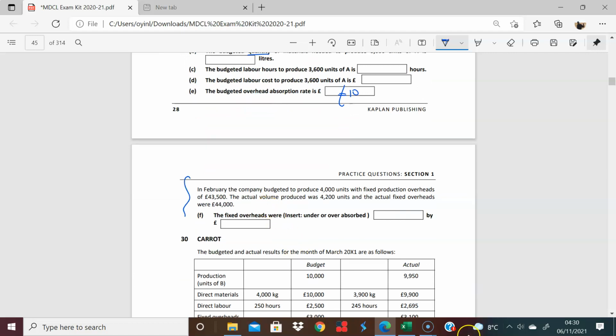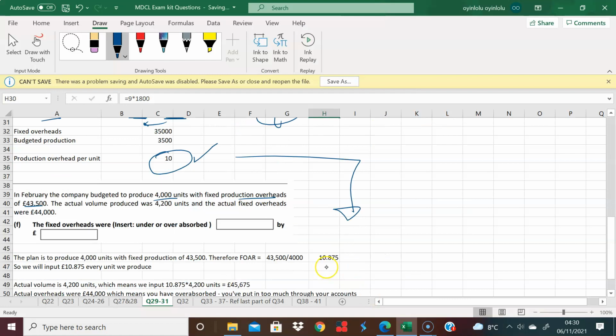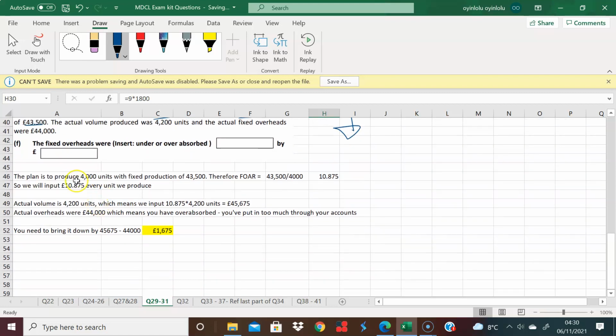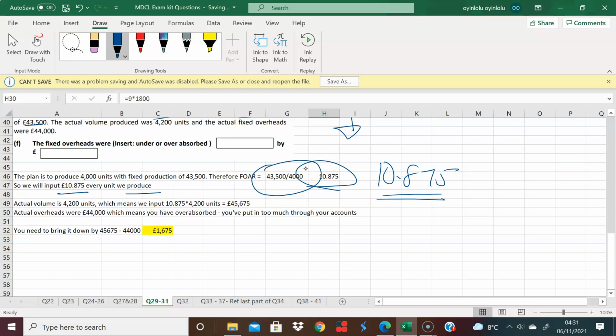Then things are different in February. In February, they budget to produce 4,000 units with fixed production overheads of 43,500. So I have to do this all over again. I'm going to put in 43,500 divided by 4,000, which is 10.875 for every unit we produce. Actual volume is 4,200 units, so you've put in 10.875 times 4,200, which is 45,675. That's what you've put in so far.